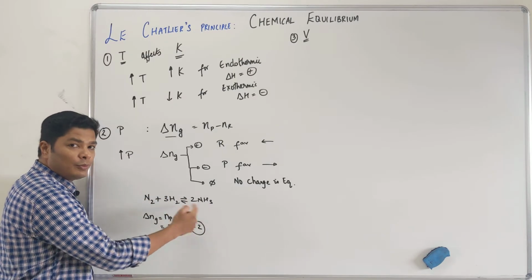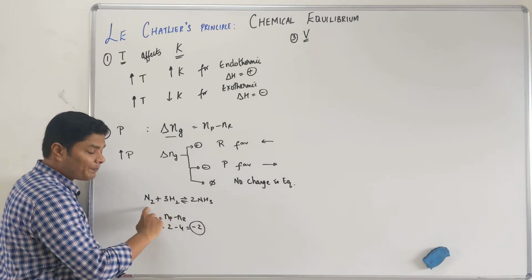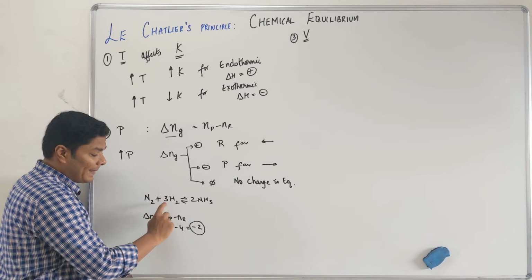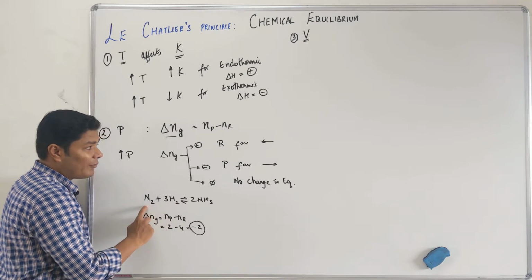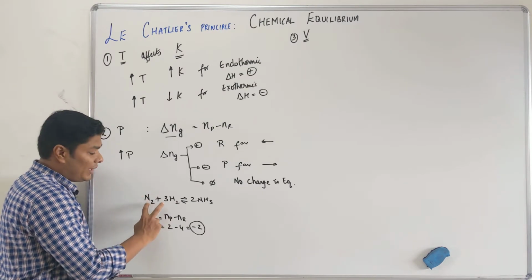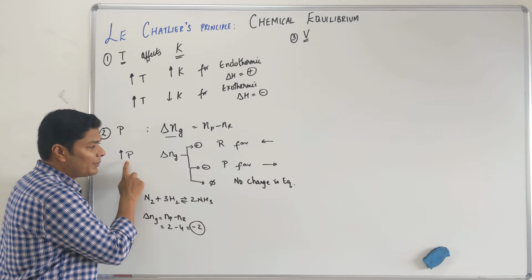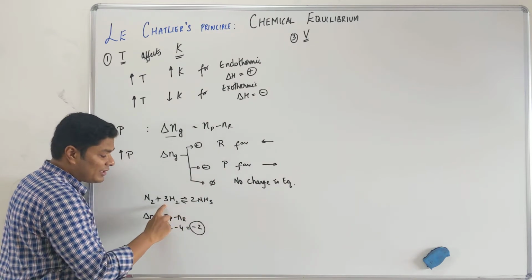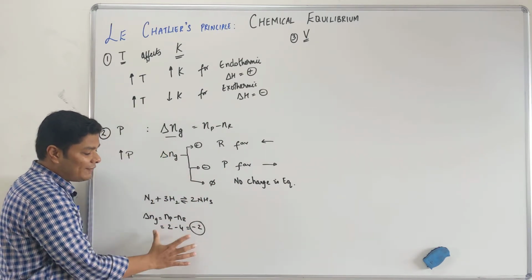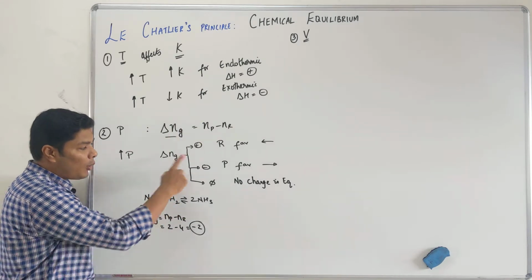So more of them will come to this side. When I increase the volume, this particular reaction is going to become reactant favored. When I increase the pressure, it is product favored. When I increase the volume, it is reactant favored. So everything here you can rewrite the opposite way.